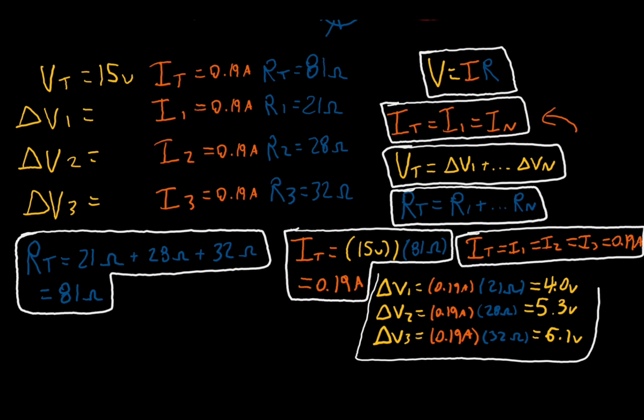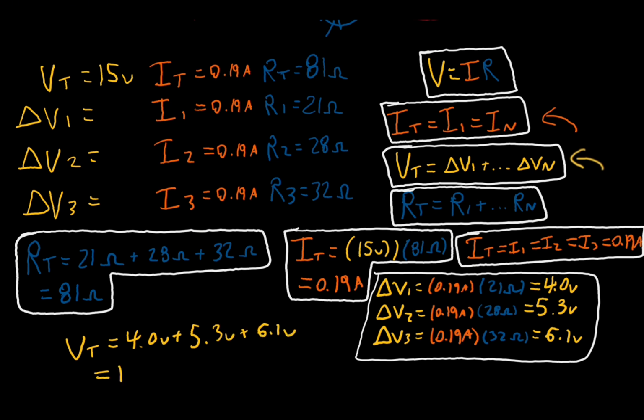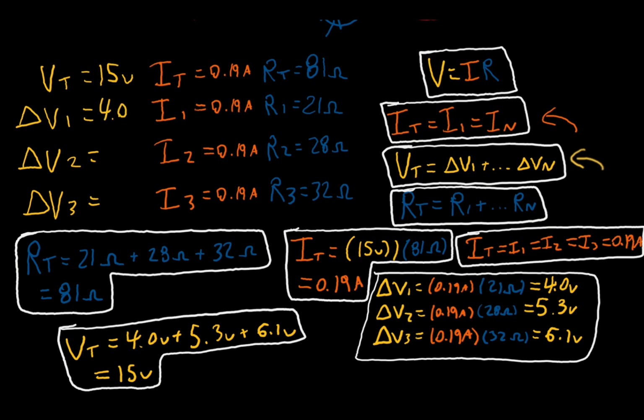These numbers are probably right, but there is a good way to confirm, recalling this formula. And so VT equals 4.0 volts plus 5.3 volts plus 6.1 volts, which equals 15 volts when we round to two significant digits. And now the circuit is completely solved, and we have showed all of our work.